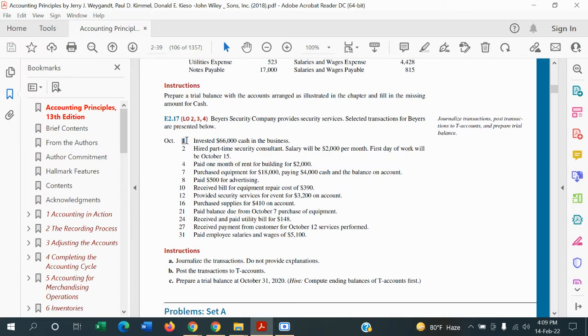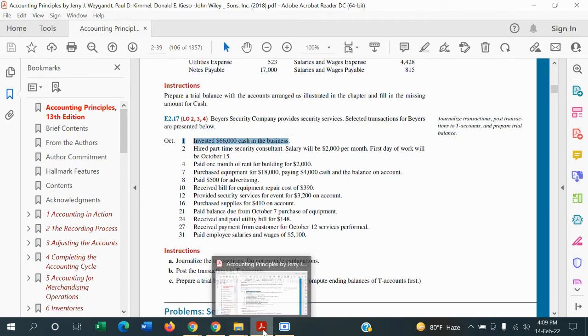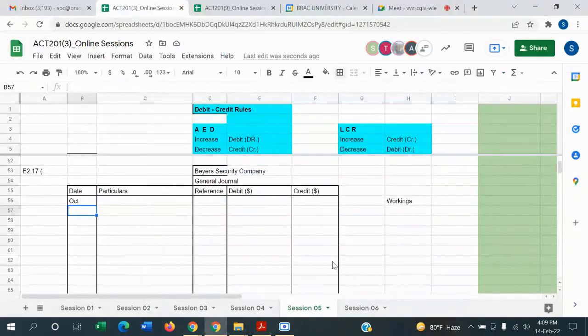So the first one: invested 66,000 cash in the business. Cash, so debit cash, capital, and credit. Cash and owner's capital. Do you want to write it down here, or do you want to do the journal directly? What do you want?